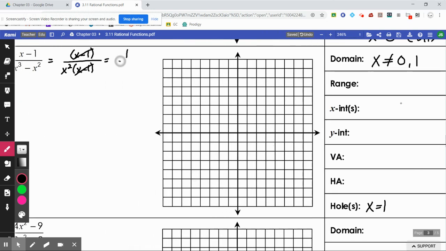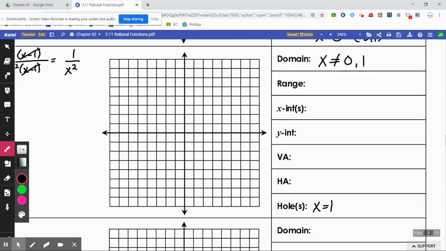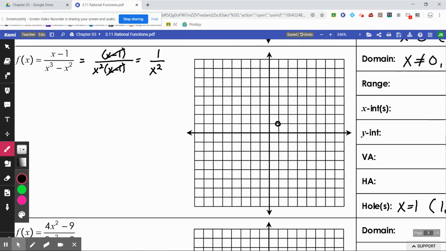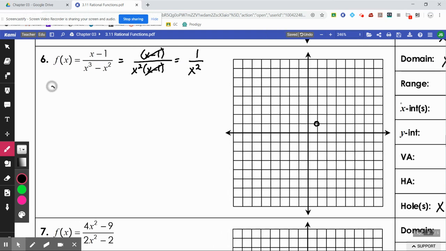Now that we have that removable discontinuity removed, I can actually plug that 1 in and find out that my hole is going to be located at 1 comma, when you plug that 1 in, you get 1. So I have a hole located right here at 1, 1. Okay. So here again is my new function after the discontinuity has been removed. F of x is equal to 1 over x squared.